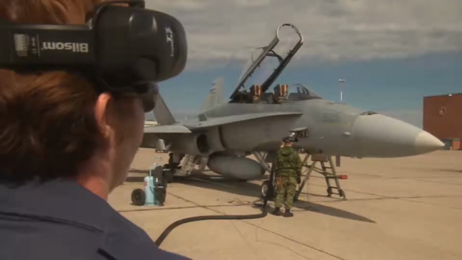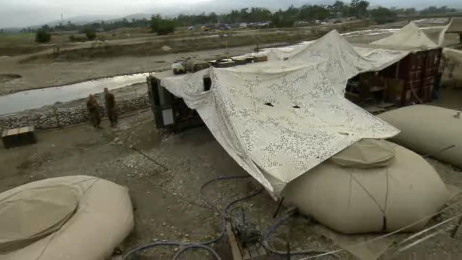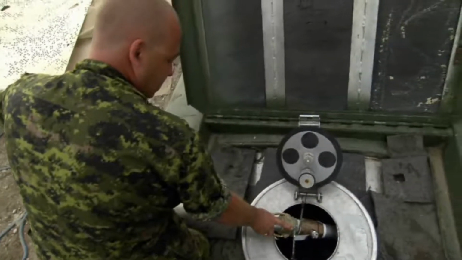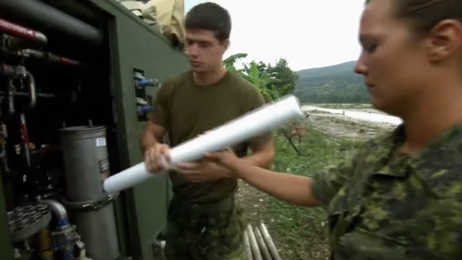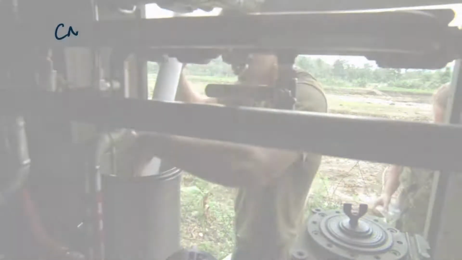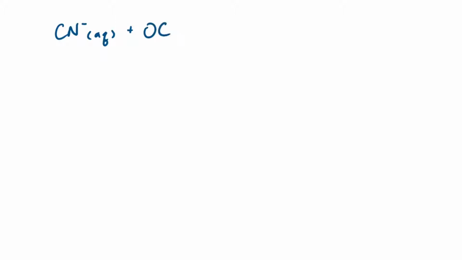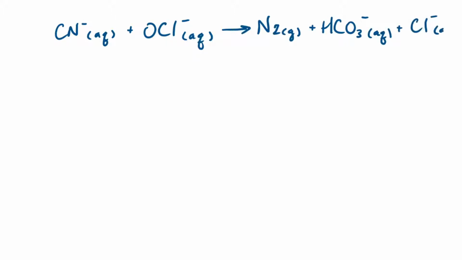The Canadian Armed Forces put significant effort into environmental protection and remediation. Our choices in fuels, ammunition, site cleanup, and of course water purification all reflect Canadian values towards minimizing environmental impact and supporting sustainable development. Cyanide can be removed from wastewater by adding a hypochlorite bleach in slightly basic solution, resulting in nitrogen gas as well as bicarbonate and chloride ions.